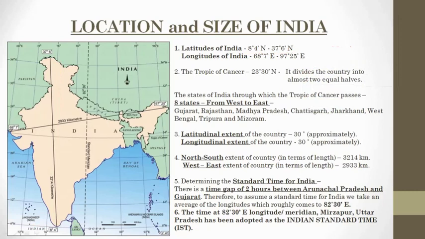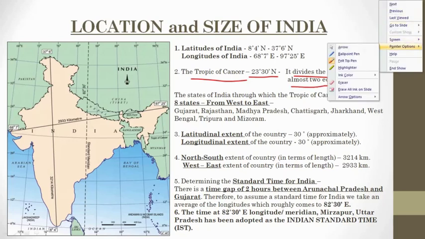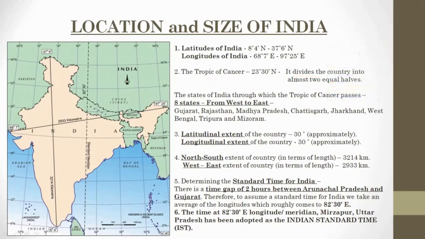Now let us move forward and learn one more latitude, which is known as the Tropic of Cancer. Of course, the measurement for this latitude is 23 degrees 30 minutes north of the equator, and this Tropic of Cancer divides your country of India into almost two equal halves. Now one important question may arise here: through how many states does this latitude known as the Tropic of Cancer, or 23 degrees 30 minutes north of the equator, pass? The answer comes as it passes through 8 states of India.